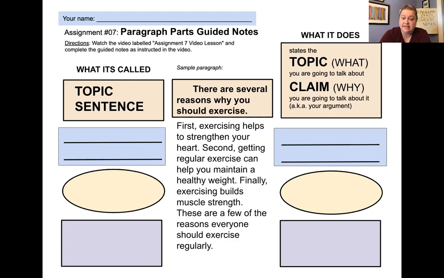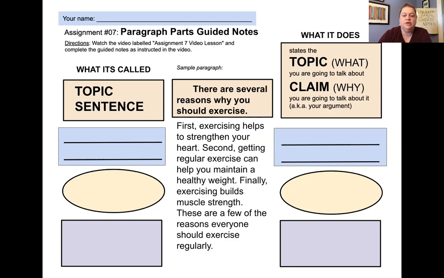So this first sentence gives us the topic, which is exercise. And then it gives us the claim. Why are they telling us about exercise? Who cares? Well, their reason for discussing exercise is to try to convince us that there are several reasons why we should do it. Okay, so then it would follow that what's going to come next are going to be those reasons, right? Because they just told us there was going to be reasons.